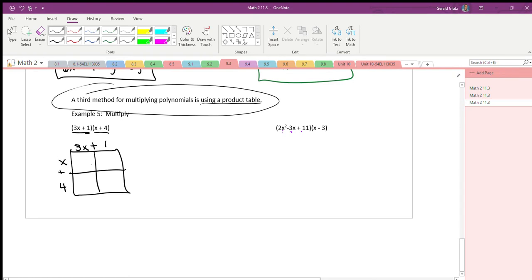So now basically I'm finding the area of each of these little squares here. So 3x times x is 3x squared. 1 times x is just x. 3x times 4 is 12x. 1 times 4 is 4.